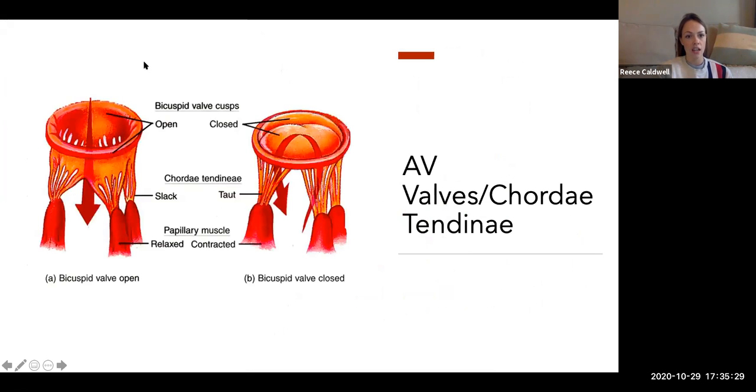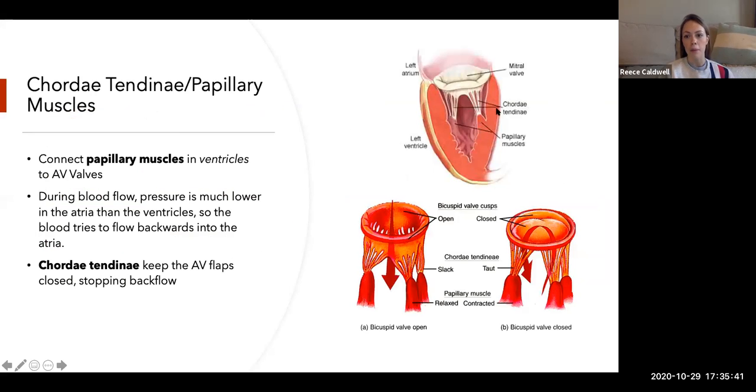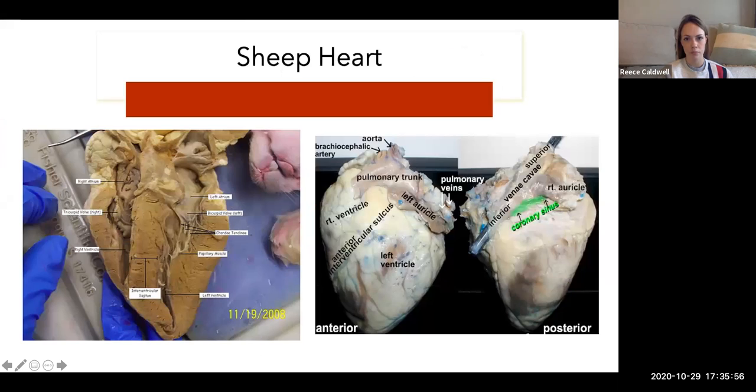And you can see that in this picture here. I'm definitely not going to test you on whenever the valve opens, is the chordae tendineae slack or taut, or relaxed or contracted. You definitely don't need to know that. But maybe if I put a picture like this on and I said, what are these structures here? You would need to know those are the chordae tendineae, or what is this structure here? You would need to know that's the papillary muscles. So be able to label these.